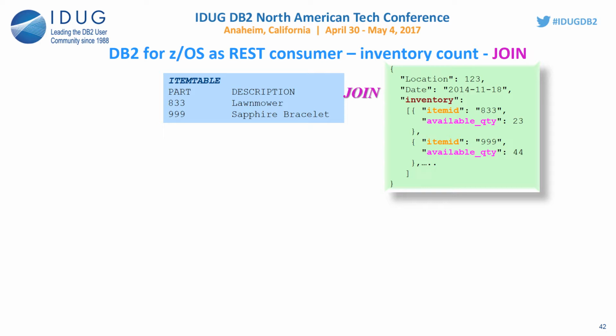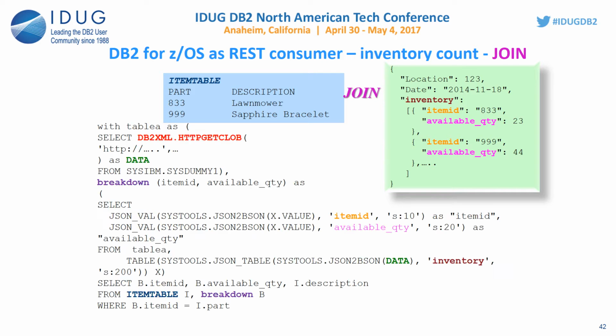So this is how Db2 comes in the picture, because we are joining data inside Db2. If you're not doing this join, Db2 does not get into this picture at all. Okay, so how can you do that? The first part is the same as what we have seen in the previous slide.